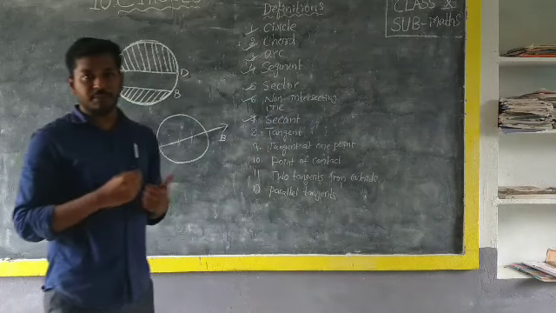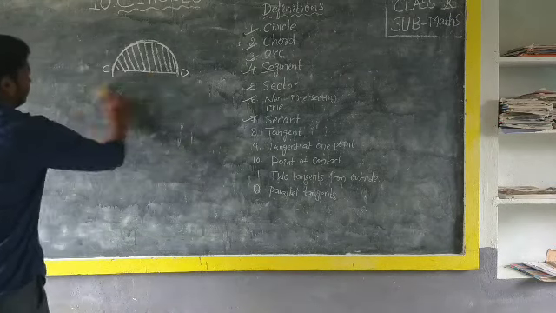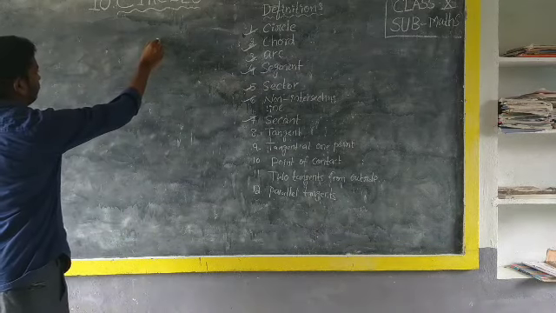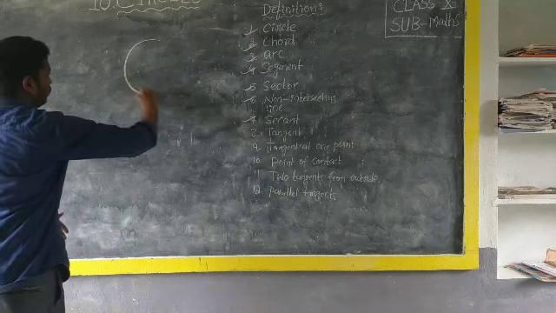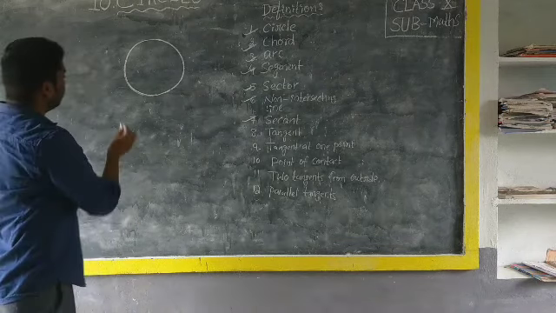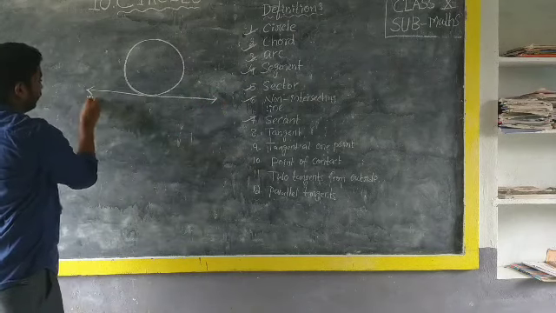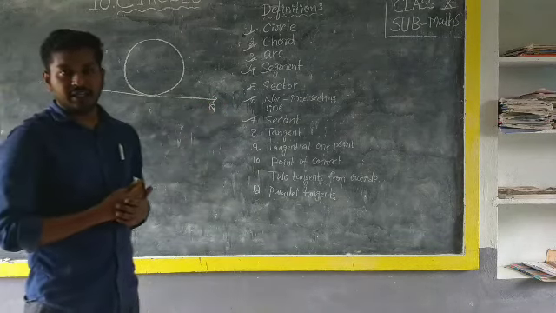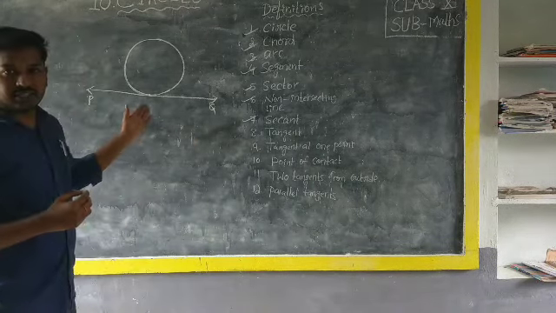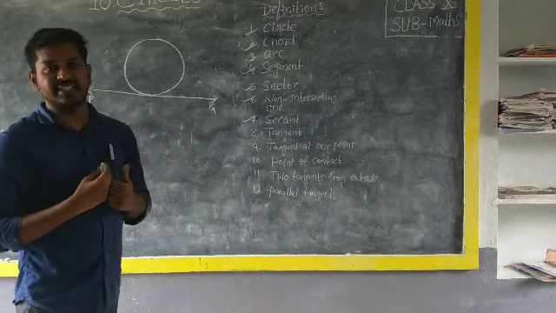Now I want to explain a very important definition, tangent. What is that? Tangent. In a circle, if one line PQ touches the circle at one point, if the PQ line touches or contacts the circle at one point, then the PQ line is called a tangent.